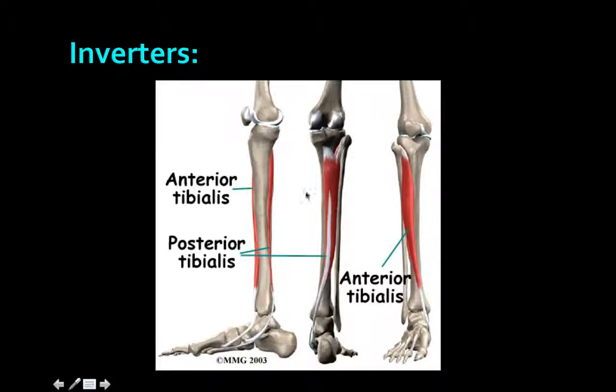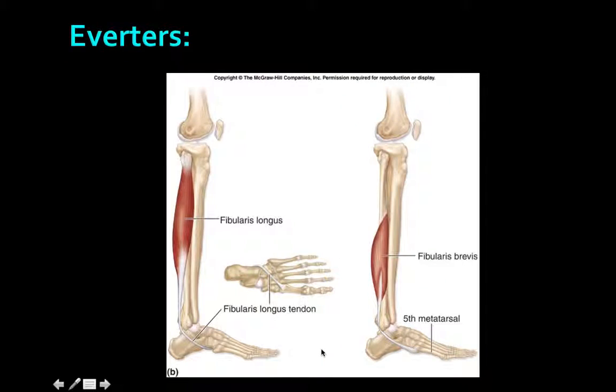Alright, let's look at the inverters of the foot. Our two main inverters come from the anterior and posterior tib muscle, and they're going to insert on the medial aspect of our foot. Then for our everters, we're going to have our fibularis longus, brevis, and then our tertius, the third one on the backside, helps with everting a little bit, but we know that these are going to insert on the lateral part of the foot, either in the cuneiforms and the fifth metatarsal like the fibularis longus does, or in just the fifth metatarsal like our fibularis brevis.